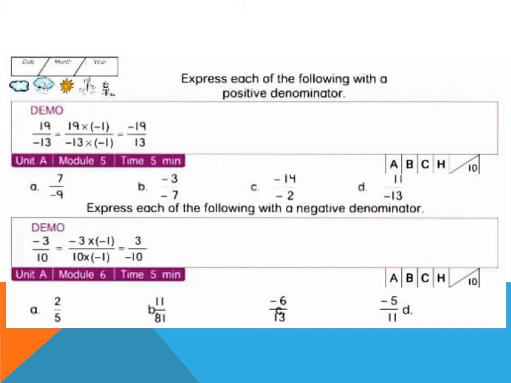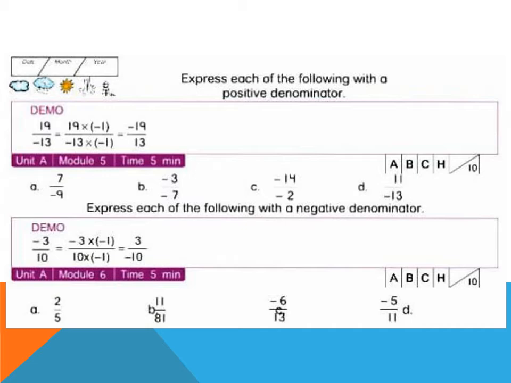In module number 6, express each of the following with a negative denominator. Now you have to change the denominator into negative. All the denominators are positive. You have to change that into negative. Please mind that in question number C and question number D, there is a little bit of printing mistake. The C is overlapping with the fraction and D is coming after the fraction. So you know that question number D is minus 5 by 11 and question number C is minus 6 by 13. So don't make any mistakes or get confused there.